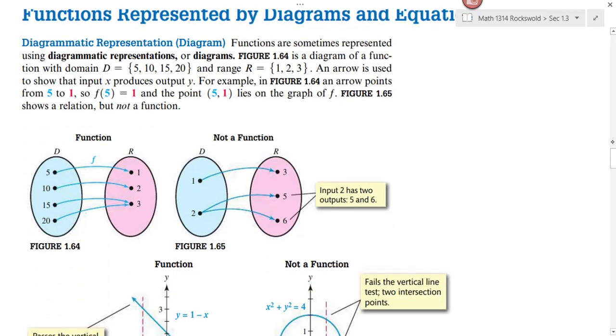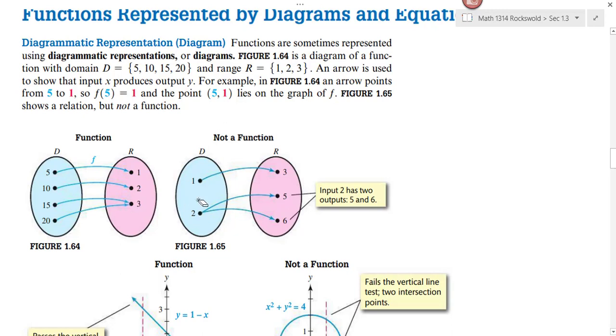We can also represent functions using a diagram. For example, this blue circle here represents the domain. The pink circle represents the range. This is a function because every point in the domain is going to only one element in the range.